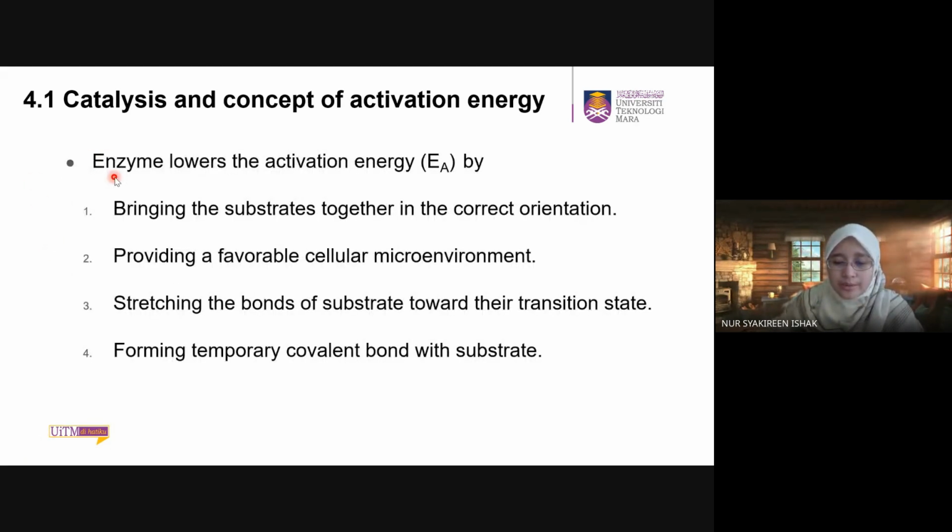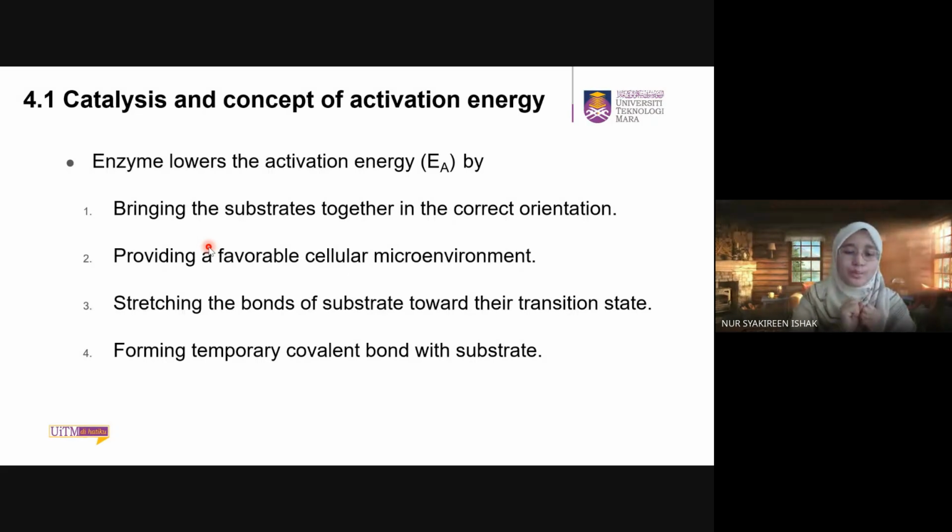How does an enzyme lower activation energy? The enzyme lowers the activation energy by, one, bringing the substrates together in the correct orientation. One reaction may require several substrates to react with each other, so they need to sit properly so that the reaction can occur. If they keep moving around, how can the reaction occur? So you have the active site of the enzyme, and the substrates need to sit properly together in the correct orientation so that the reaction can occur.